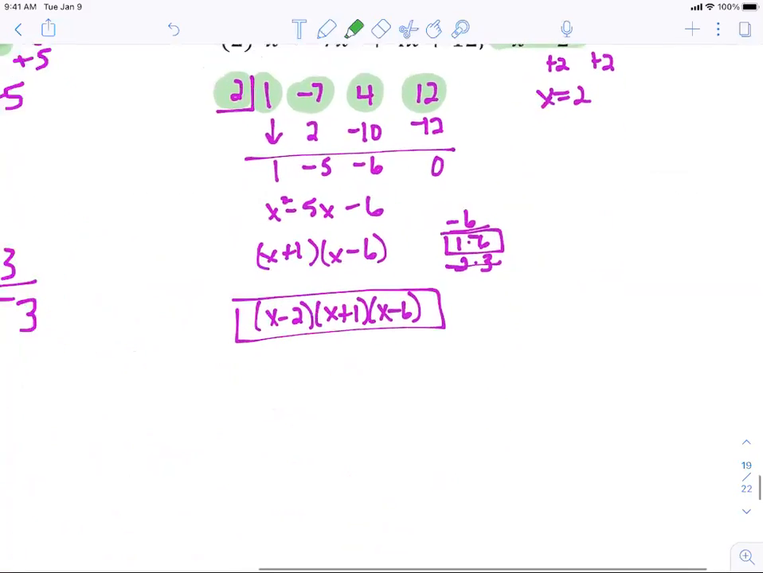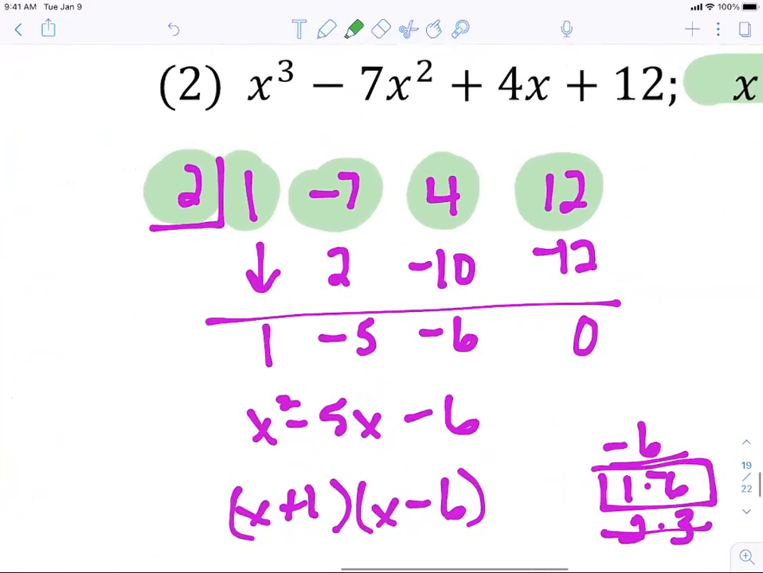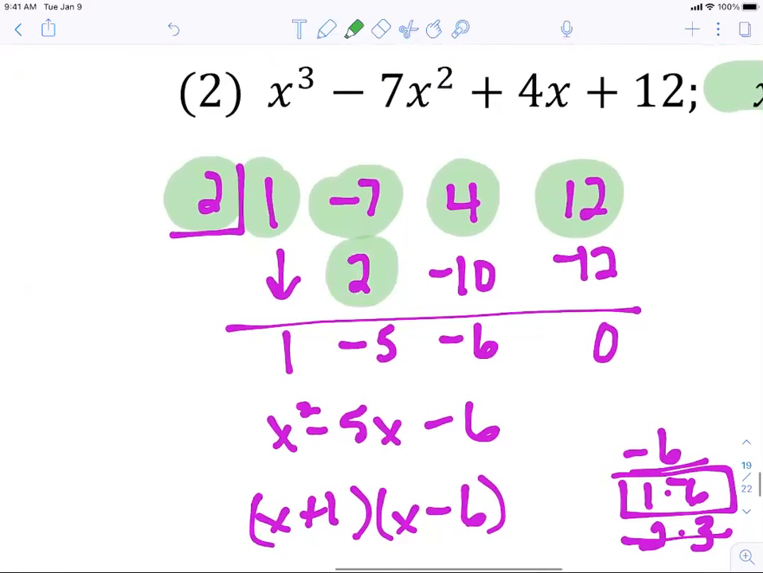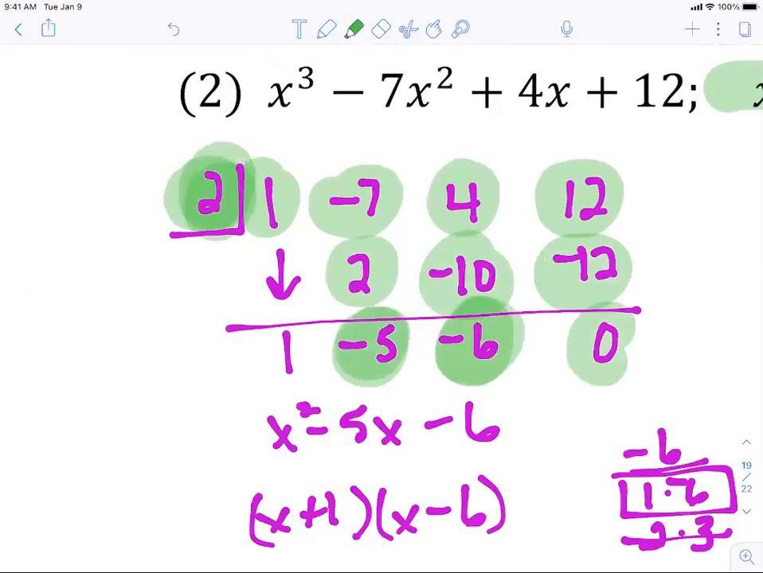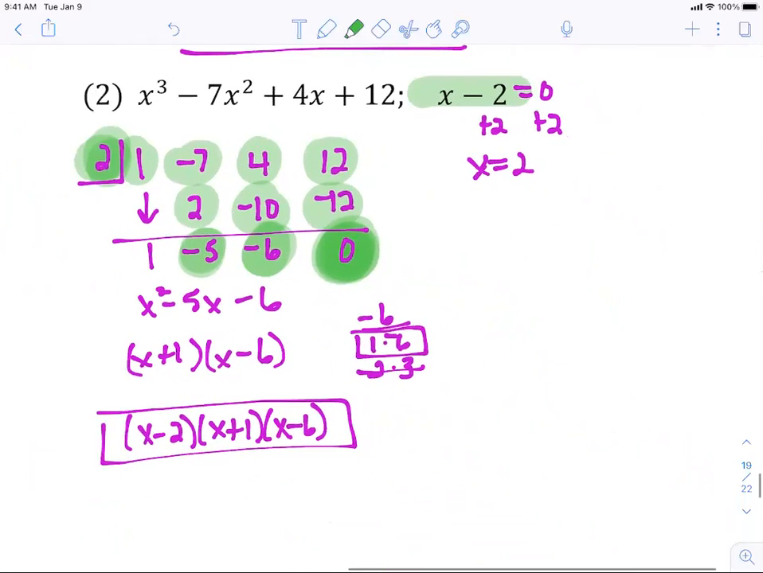So we perform synthetic division. We bring down the first 1. 2 times 1 is 2. Add down to get -5. Then -5 times 2 ends up being -10. Add down, we get -6. -6 times 2 ends up being -12. And if I add down, this is the part that should happen: if you don't get 0 there, that means you performed synthetic division incorrectly, because anything that is a factor should produce a remainder of 0 when you divide it out.